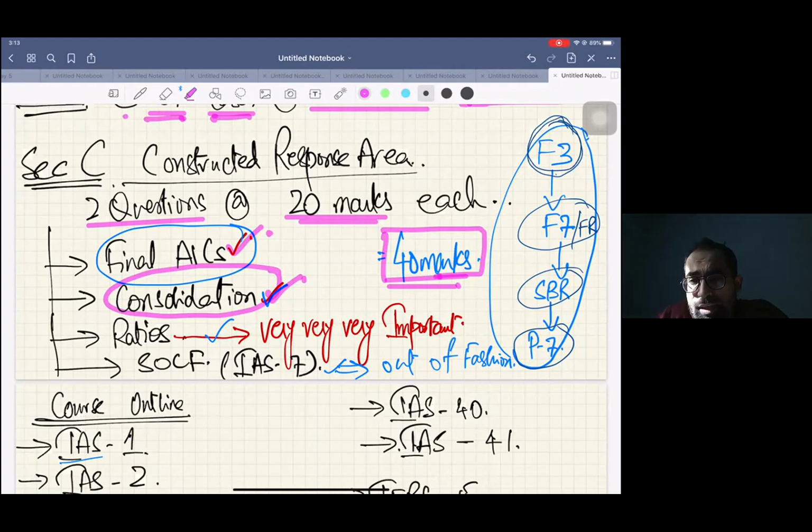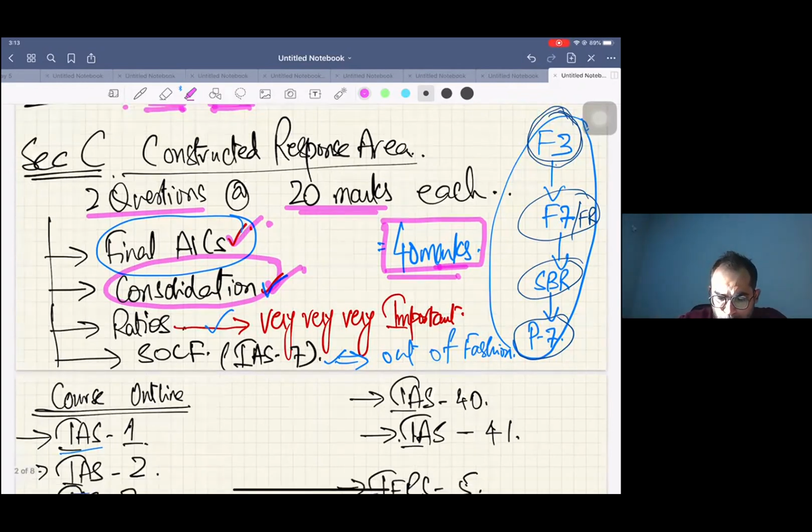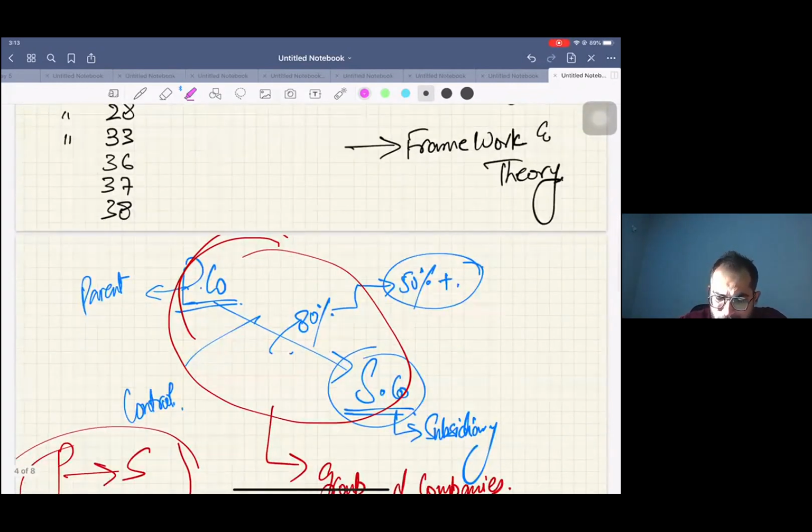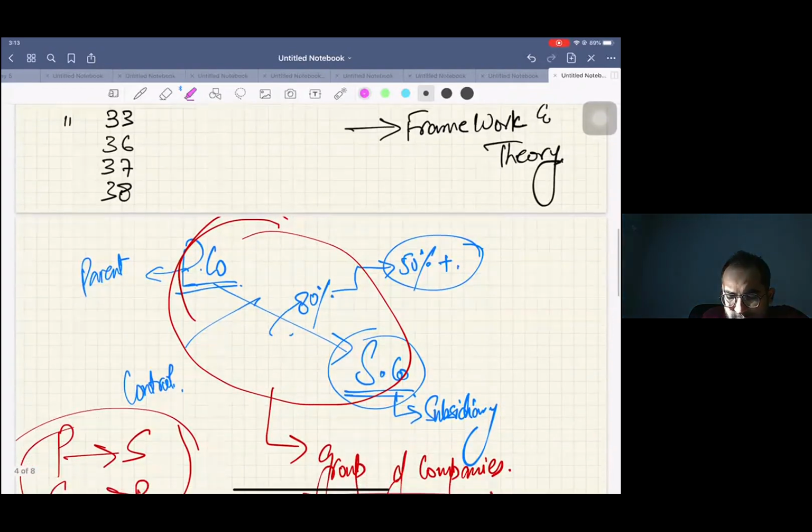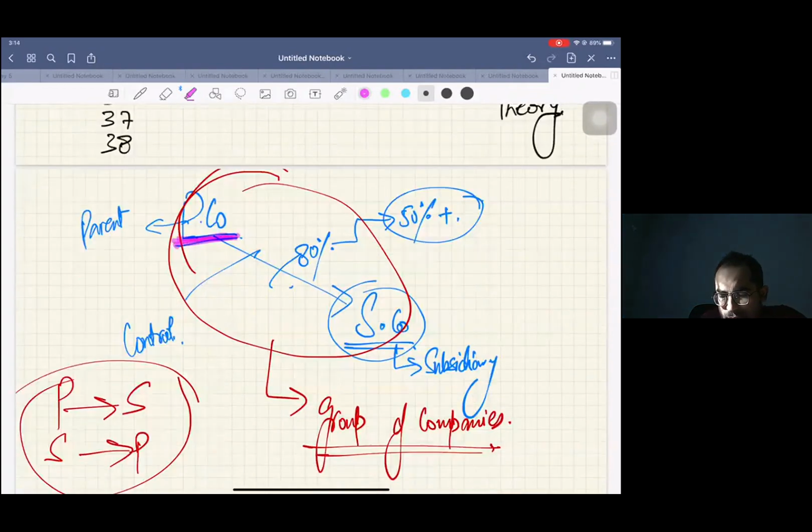Here you may get a complete question of 20 marks of consolidation. Okay, let me give you a little introduction of consolidation. Hope you remember the consolidation. Listen, this is parent company and this is subsidiary company.